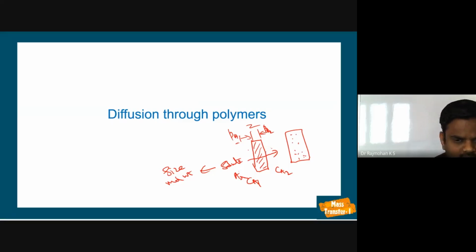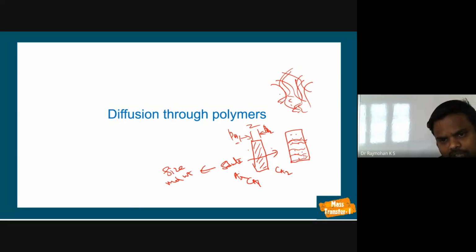So obviously there will be diffusion from higher concentration to lower concentration through the solid, and it also depends upon how freely it can travel across the polymer. Actually the polymer is like a chain of polymeric membrane. Depending upon the temperature, this chain will be continuously vibrating, so the chains are in continuous motion.